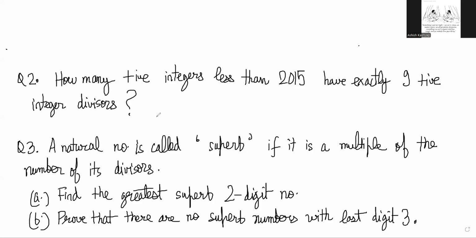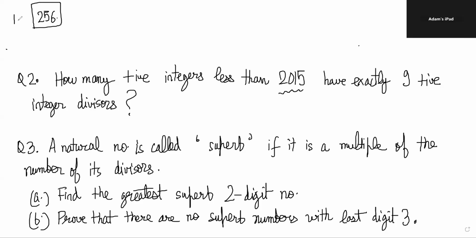Any ideas for the second one? Well, I was thinking of just splitting it into cases. If you look at the case of just one number to the power of 8, 2 to the power of 8 works, but 3 to the power of 8 is too big. So only 2 to the power 8, or 256, is going to have 9 divisors. 256 is less than this. Yeah, that is one case.